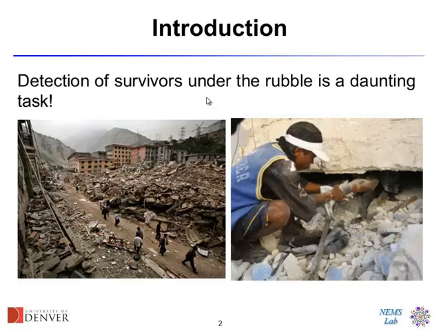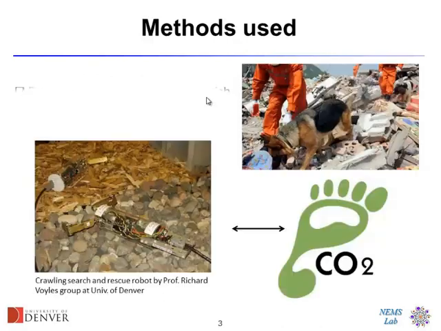So I'm going to start with some very unpleasant images of natural disasters or maybe bomb explosions or things that could end up collapsing buildings. And one of the main problems in cases like this would be how can we get to the survivors that might be under the rubble, and how can we identify them and find them and rescue them on time.